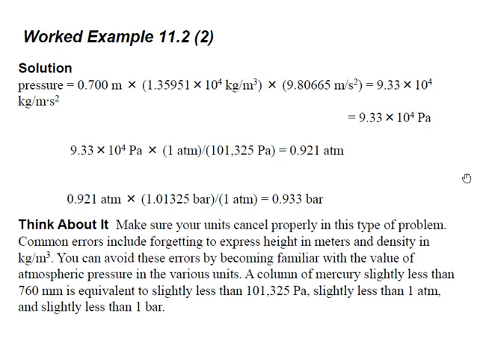We can avoid these errors by becoming familiar with the value of atmospheric pressure in various units. A column of mercury slightly less than 760 millimeters is equivalent to slightly less than 101,325 pascals, which is slightly less than 1 atmosphere and slightly less than 1 bar. These are some equivalent values. At sea level, pressure is 1 atmosphere. It's also equal to 760 millimeters of mercury, 101,325 pascals, 101.325 kilopascals, and 1 bar. Bar and atmospheres are about 1 to 1.